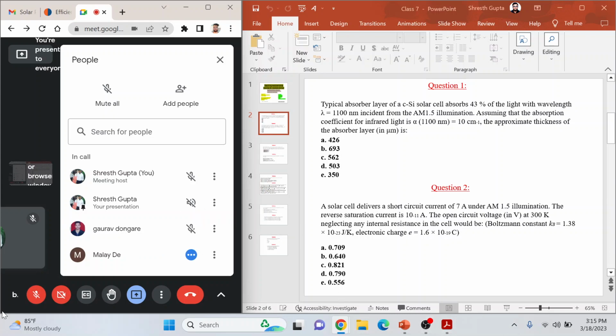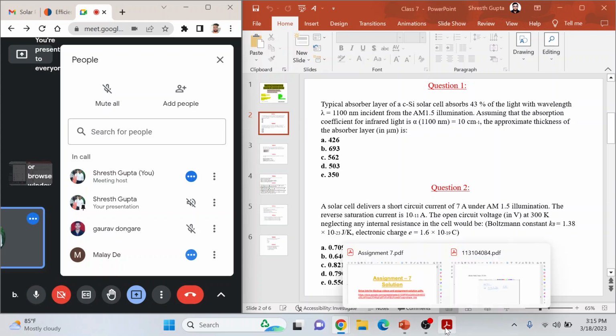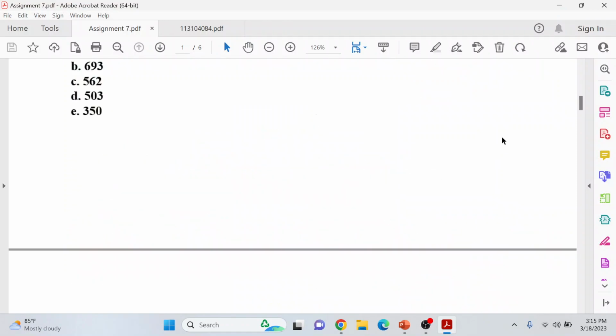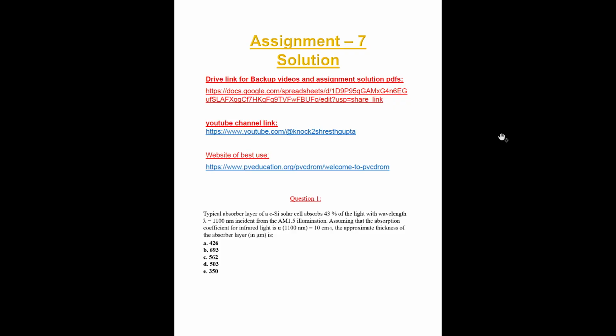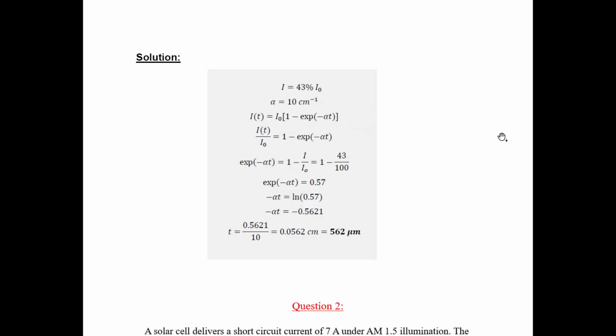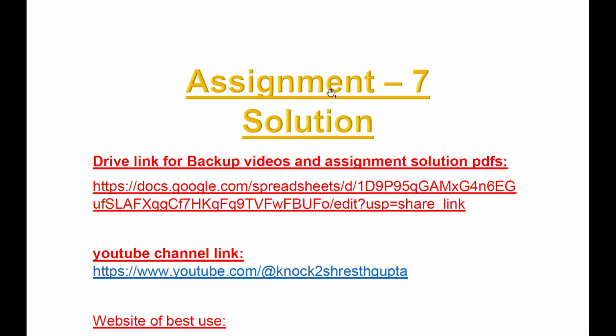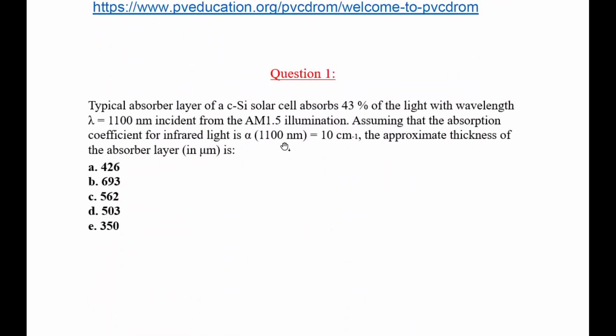Okay, so I'm showing the answer now because Gaurav is also there. So we have to take into account, so this is the answer. We can see here I is equal to 43% of I naught, as it is already given in the question, Gaurav, that 43% of the light with this wavelength is being absorbed, and illumination is given, and the absorption coefficient is given, and the thickness is asked in micrometer.